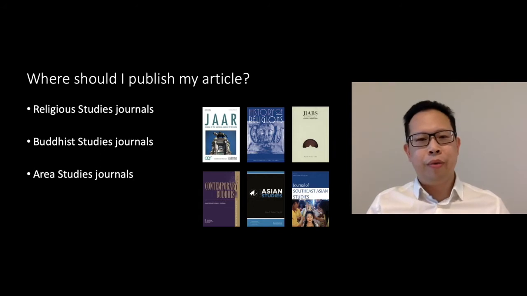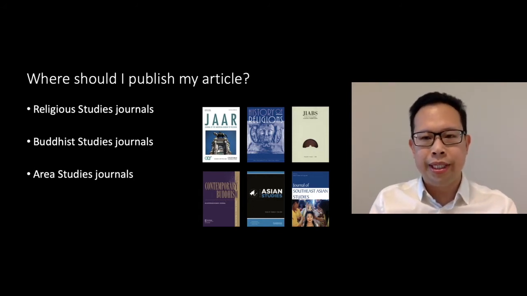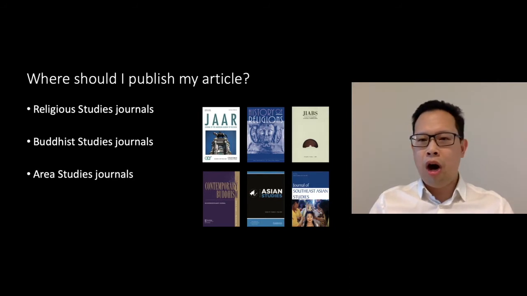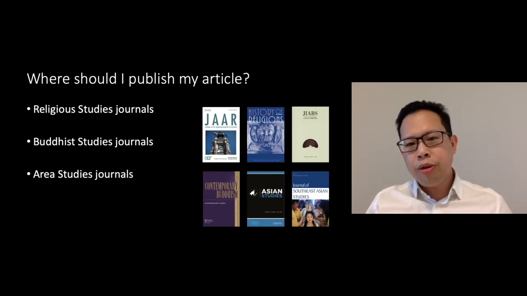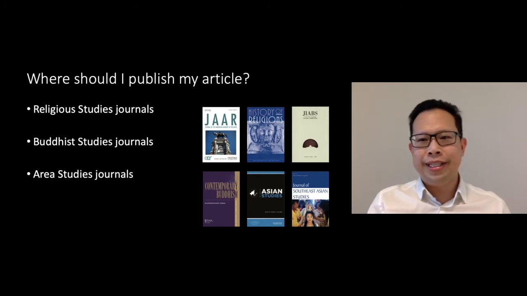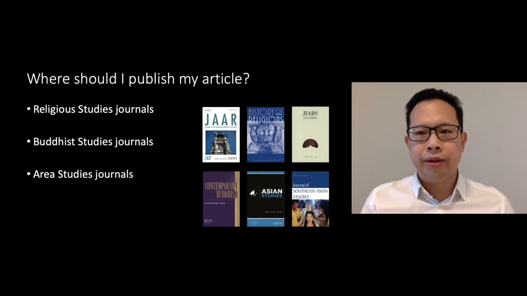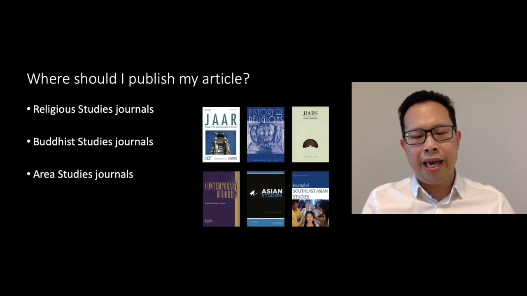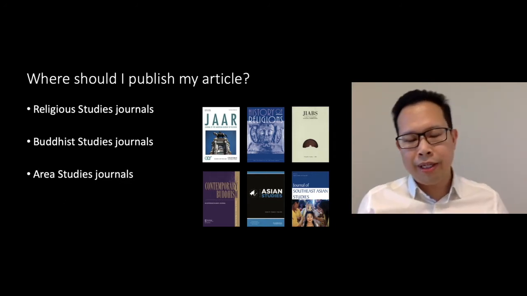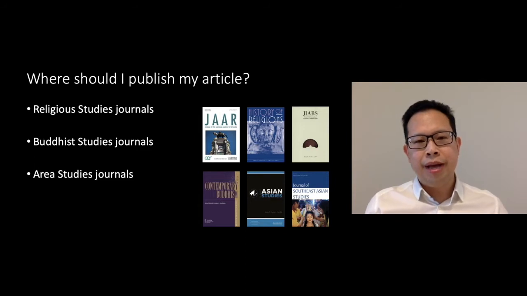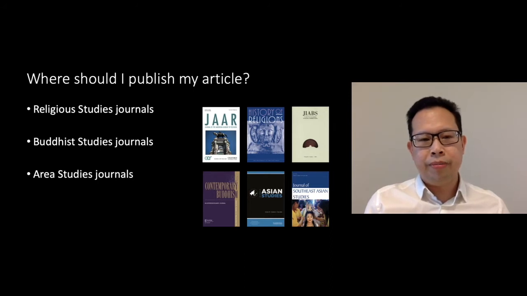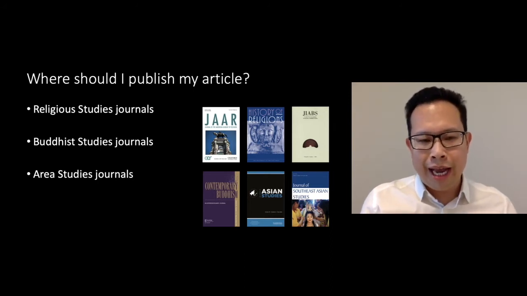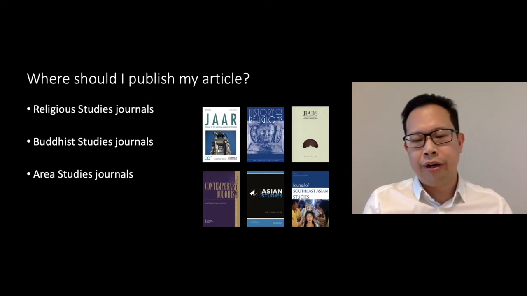Or for instance, if you work on the history of religions, you might want to consider, for example, History of Religions, or you can publish your work, say, in the Journal of Religion. There are also journals that specialize in Buddhist studies, such as, for instance, the Journal of the International Association of Buddhist Studies, the JIABS, like another specialist journal such as Contemporary Buddhism and Buddhist Studies Review. So some scholars of Buddhist studies would prefer to publish their work in more specialized journals for a Buddhist studies audience.